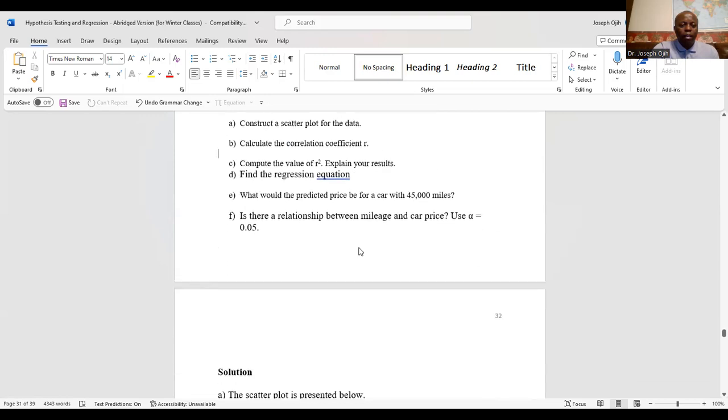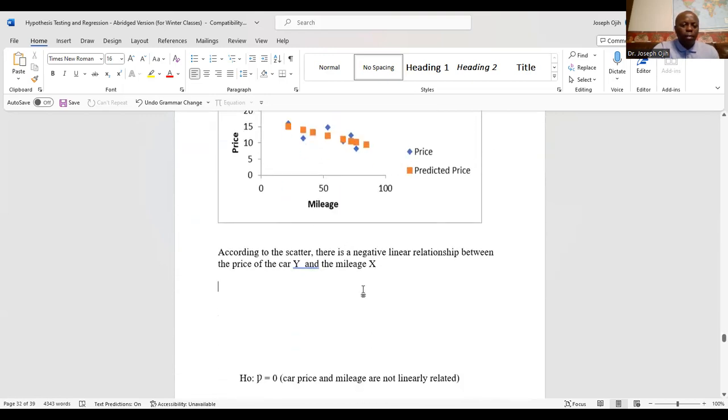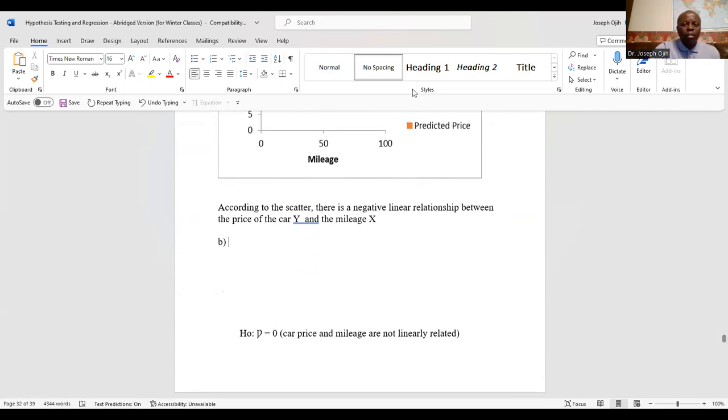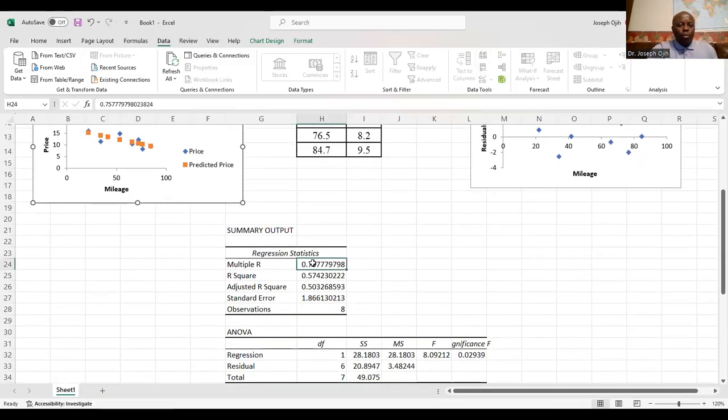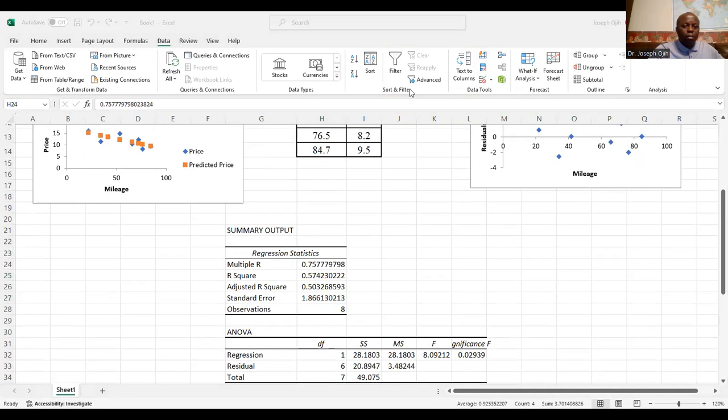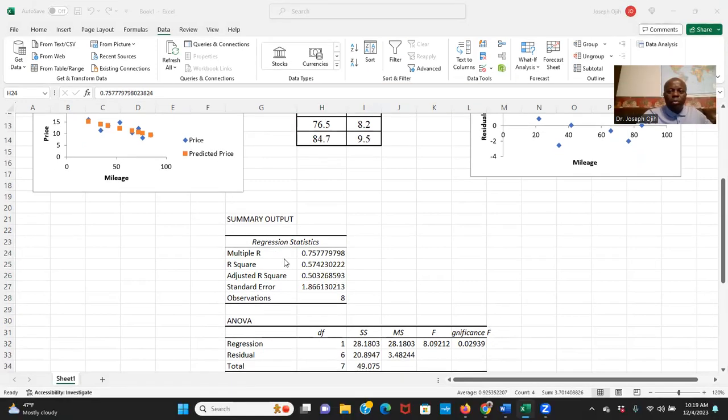Next one says calculate the correlation coefficient R. Now, you can get R from here on the output. The output tells us that the R is 0.75. I'm going to round everything here to 3 decimal places to make it easy for us. Make sure I say this: the one in homework might even ask you to have it in 2 decimal places.